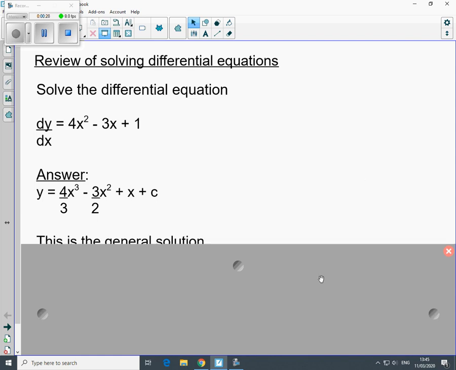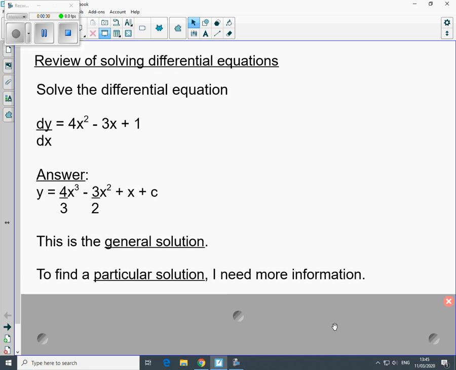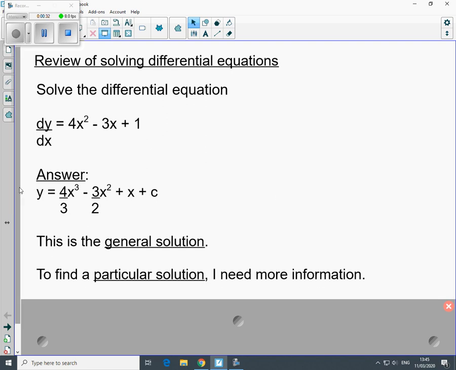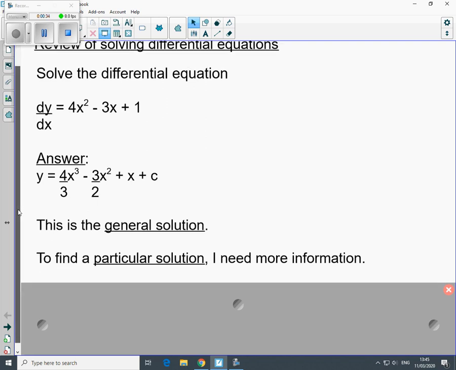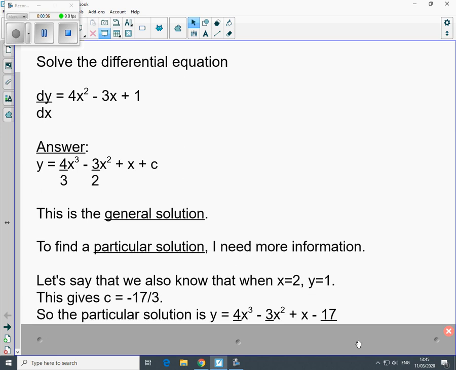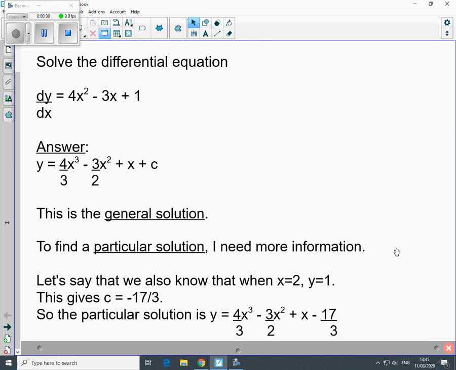Now that's called the general solution. It's because we don't know c yet, but if I want to find a particular solution, I will need some more information. If I happen to know that when x is 2, y is 1, we can evaluate c, and then we have ourselves a particular solution.